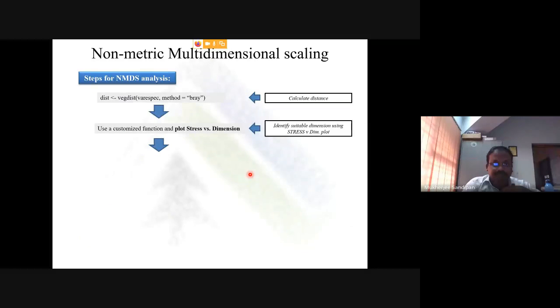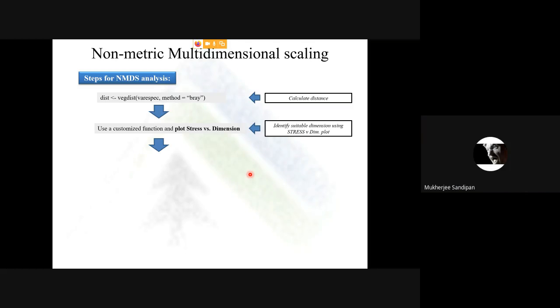Now, how do you use NMDS in R? Again, you use the vegan package in R. First of all, you calculate distance. In most cases, we calculate Bray-Curtis distance. There are many methods of calculating distances between points.